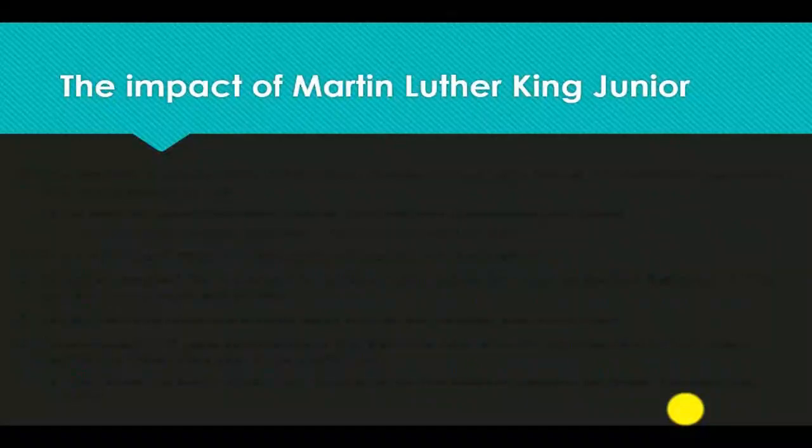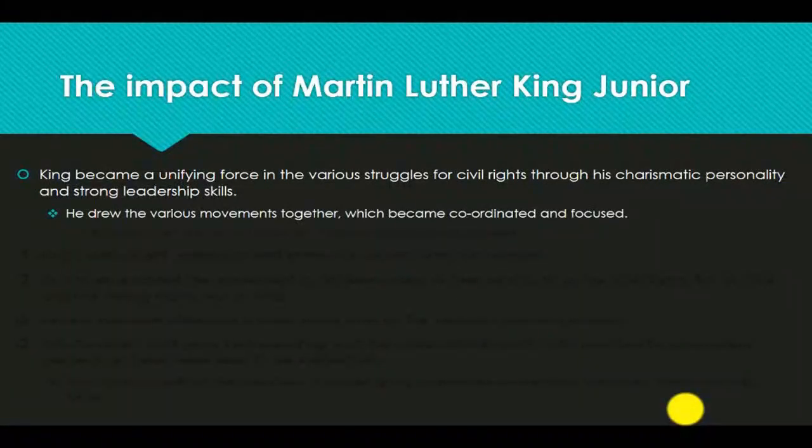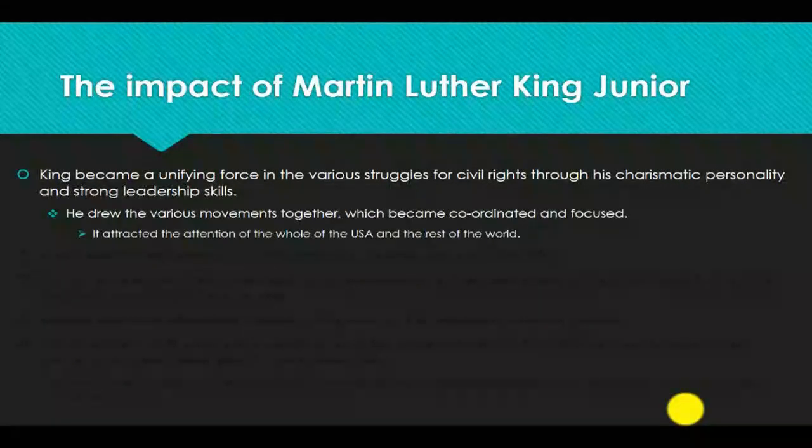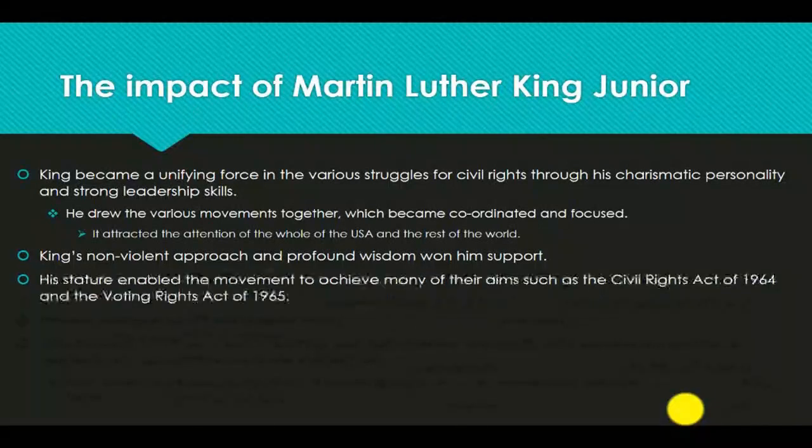So, what was the impact of Martin Luther King Jr.? He became a unifying force in the struggles for civil rights through his charismatic personality and his very strong leadership skills. He drew the various movements together, which became more coordinated and more focused. It attracted the attention of the whole of the USA and the rest of the world. King's nonviolent approach and profound wisdom is what won him support.